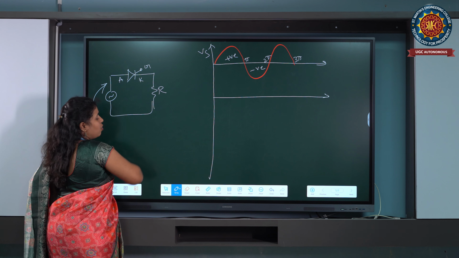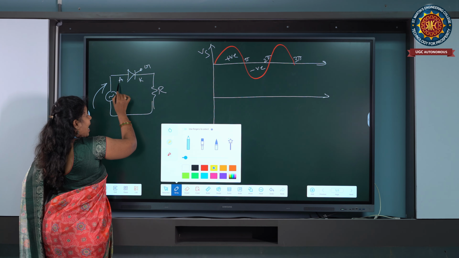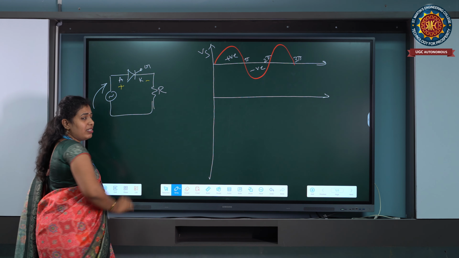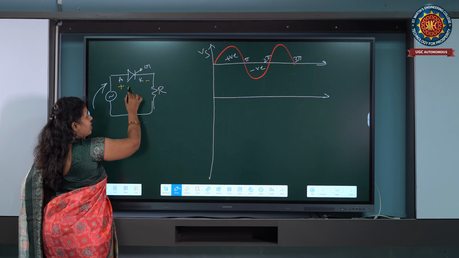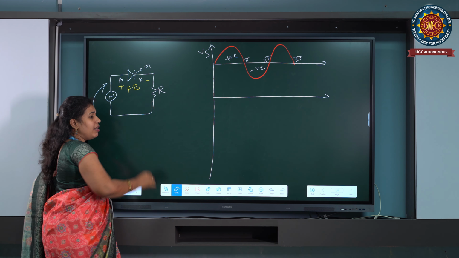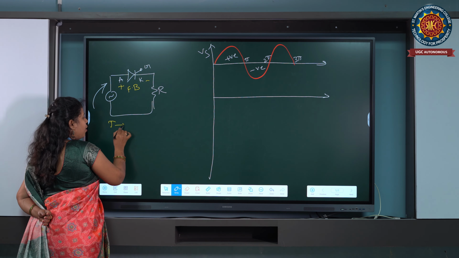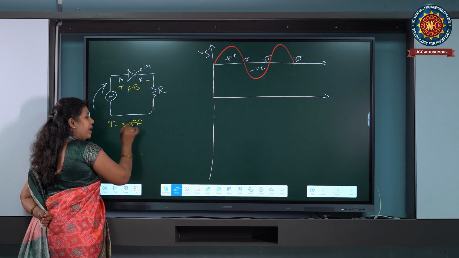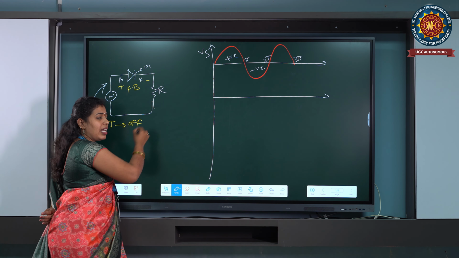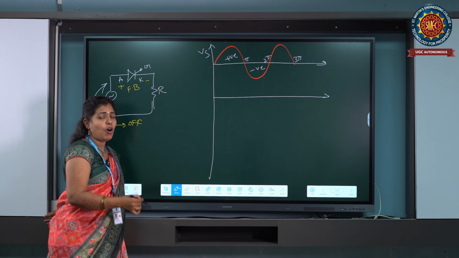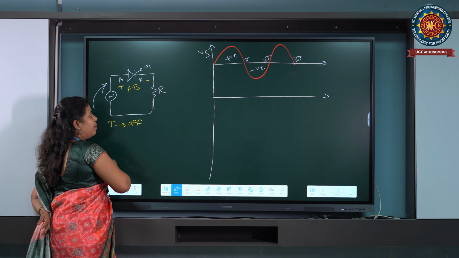When the positive half wave appears across the thyristor, the anode is positive and the cathode is negative. So the thyristor will be in forward bias, but it will be in the off state only, because it is a controlled device. So we can control the thyristor to operate. How will the thyristor operate in forward bias?